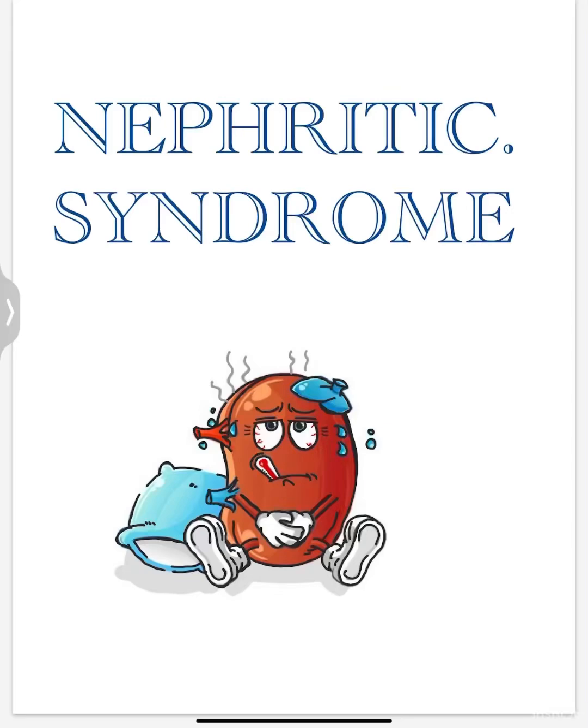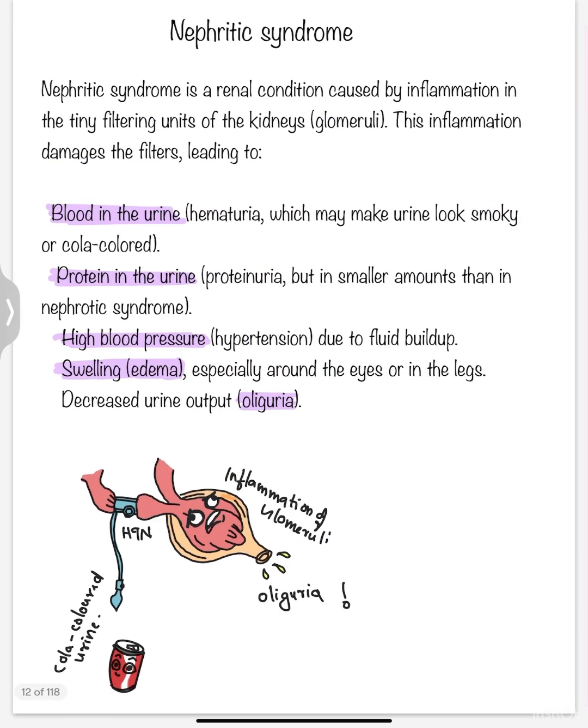Hi guys, this is the second part of the renal pathology video, and today we are going to discuss nephritic syndrome, which is a very important topic in exams. So what is nephritic syndrome? Nephritic syndrome is a renal condition caused by the inflammation in tiny filtering units of kidney.